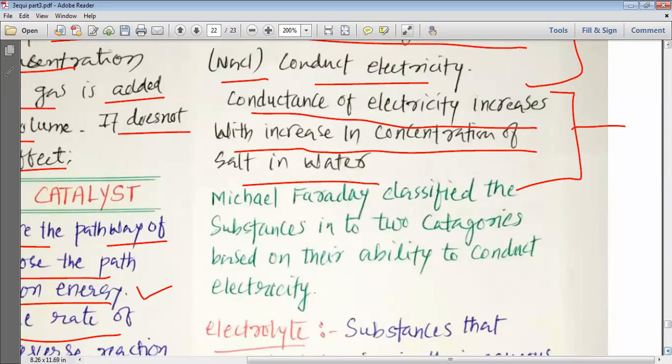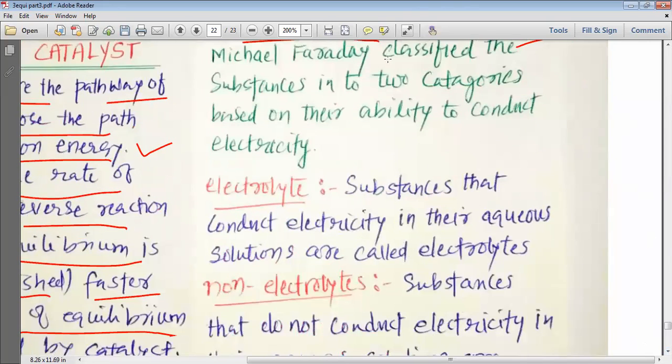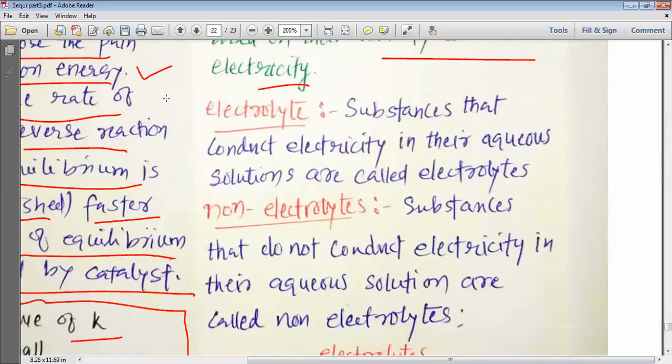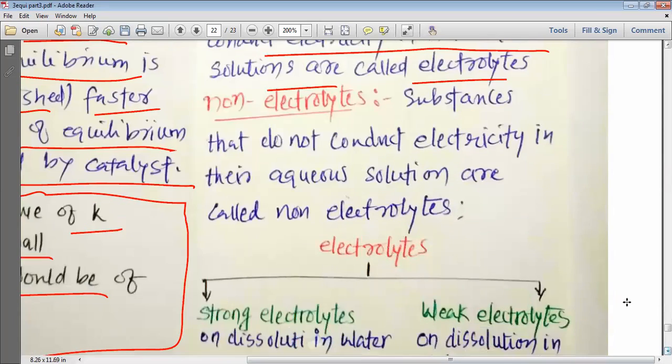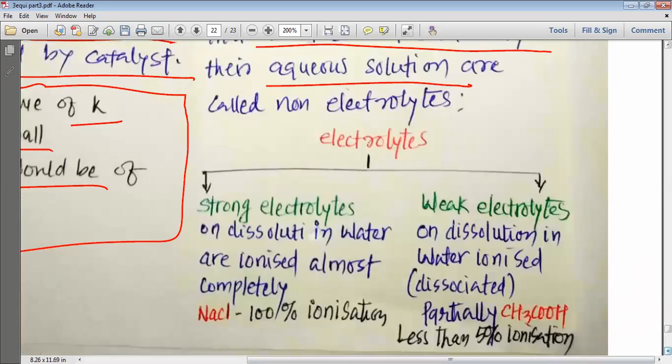So there was a scientist, his name was Michael Faraday. Michael Faraday classified the substances into two categories based on their ability to conduct electricity. The first class, he said, is known as the electrolyte. What is an electrolyte? An electrolyte is a substance that conducts electricity in its aqueous solution. So what are the non-electrolytes? Non-electrolytes are the substances that do not conduct electricity in their aqueous solution. Such substances are known as non-electrolytes.